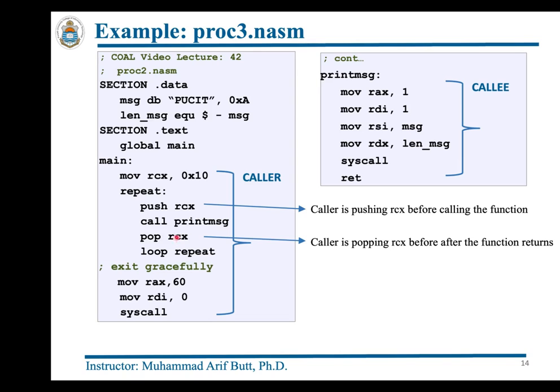One last thing, in case of callee-saved registers, for example RBP, RSP, etc., the callee needs to push them at the start of the function over here and pop them at the end of the function. And this is quite rare, I think.